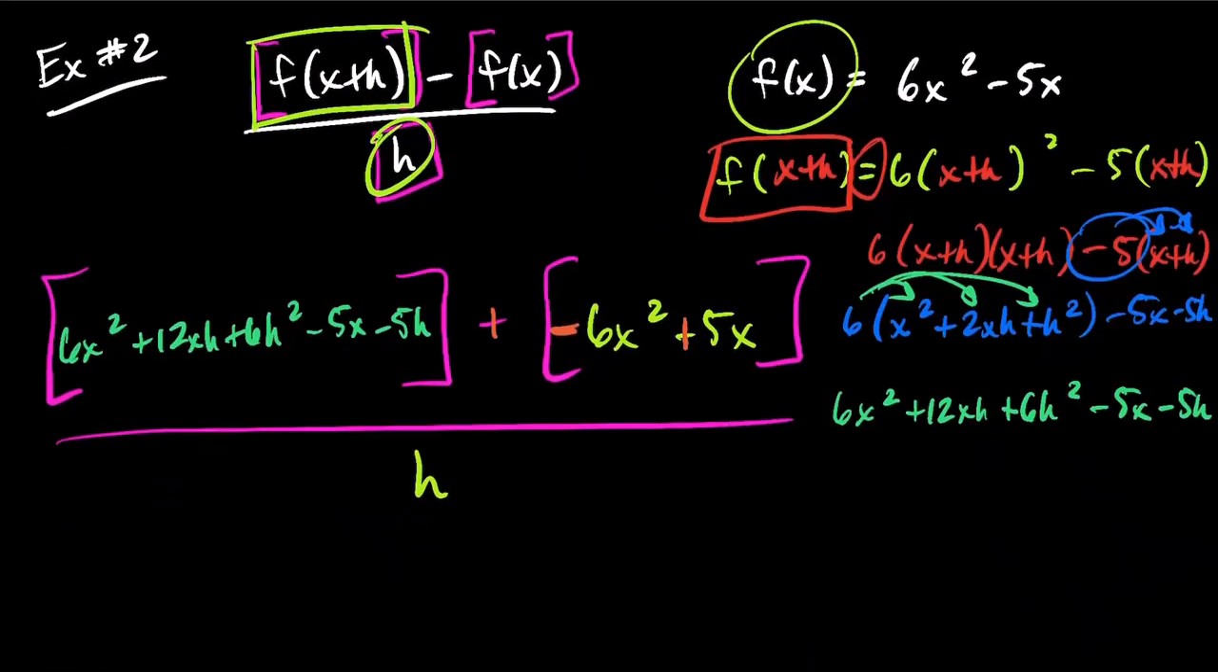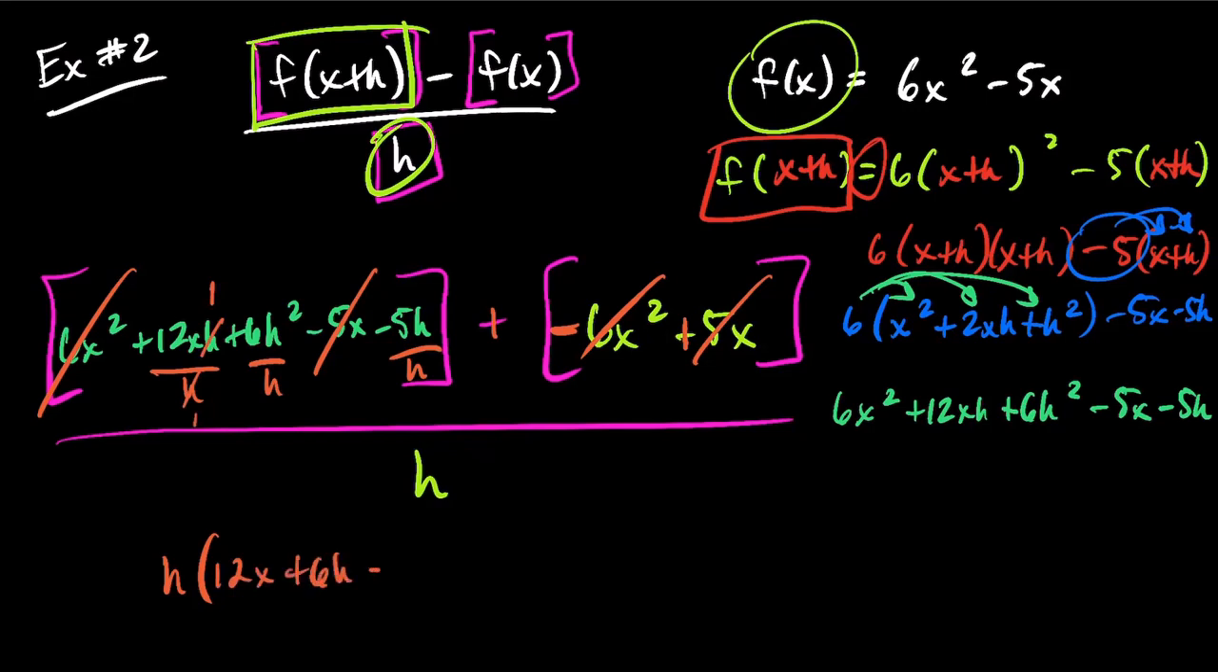That's exactly what happens every single time. So my 6x squared, negative 6x squared. My negative 5x, positive 5x. All cancels out, which means what are the only things that are left? The h's. Now, again, they're not just h's because that x right there, but things with h. And if all of these that are left have an h, can't I factor the h out of there? Yes. Which would leave me with what? 12x plus 6h minus 5.